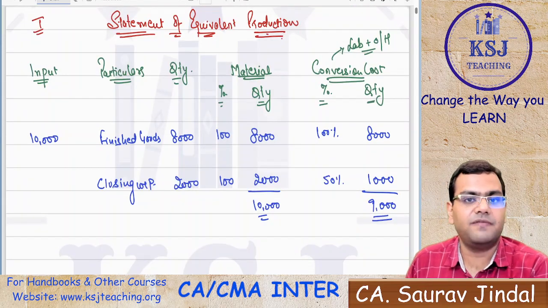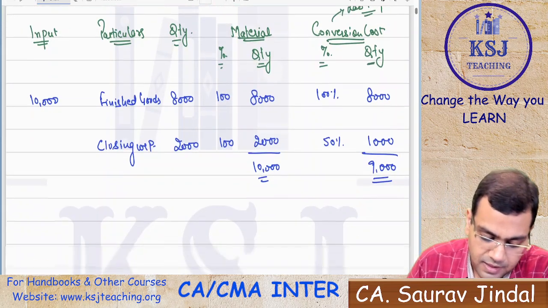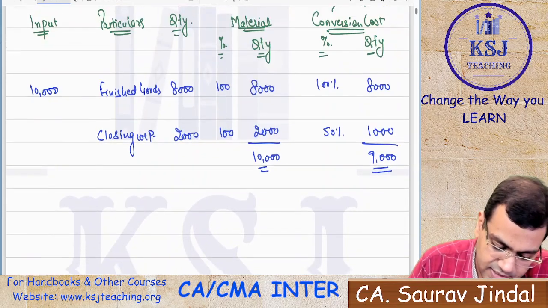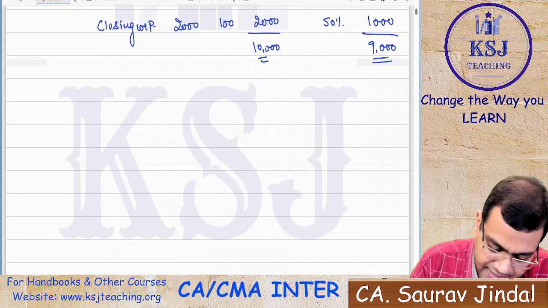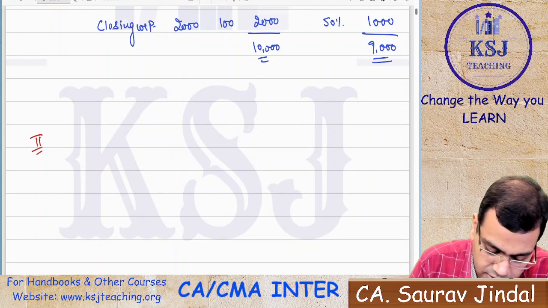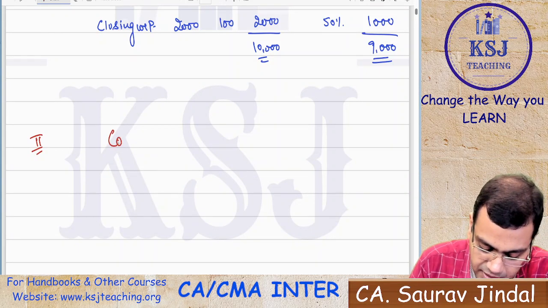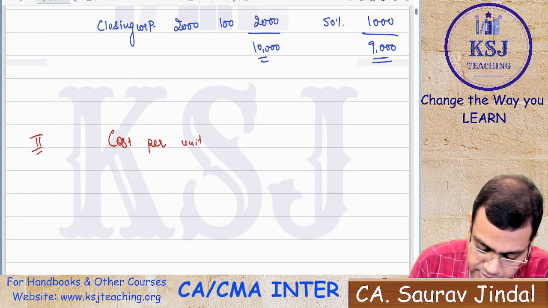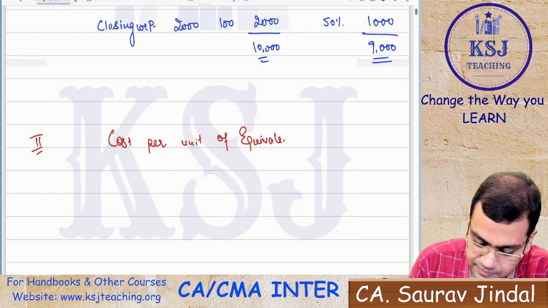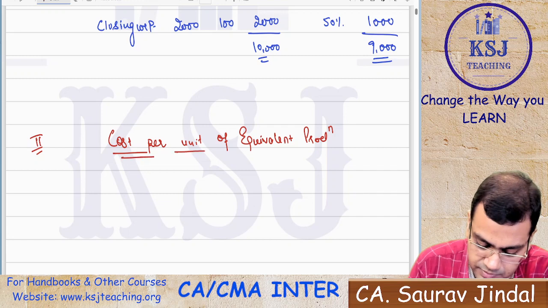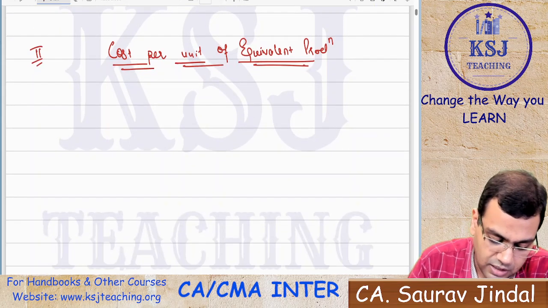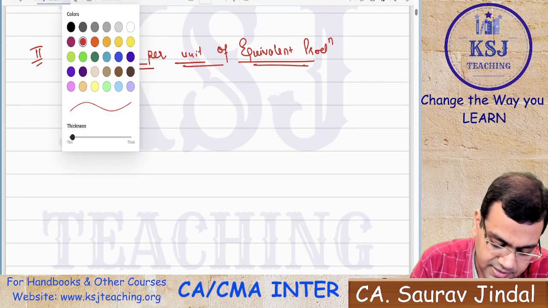That is the statement of equivalent production. The next step here is the statement of cost per unit of equivalent production. How to calculate it, sir? What is the cost that is incurred, sir?